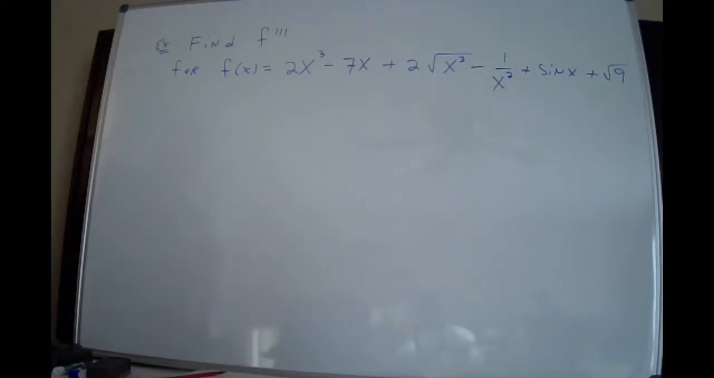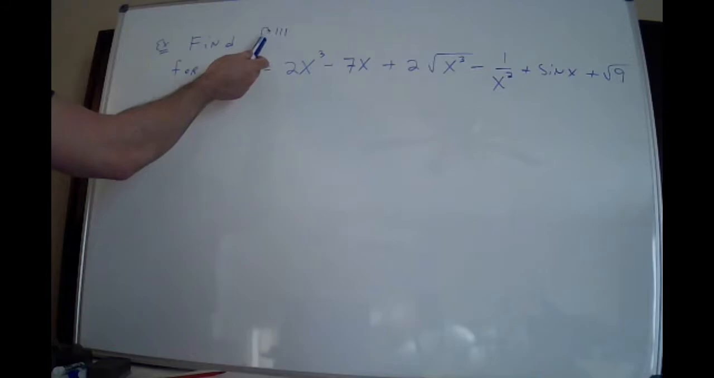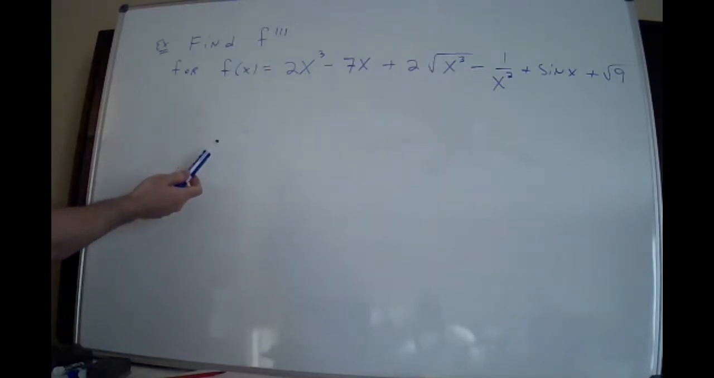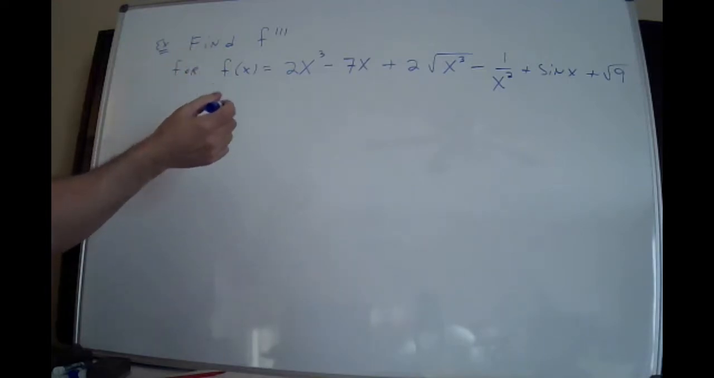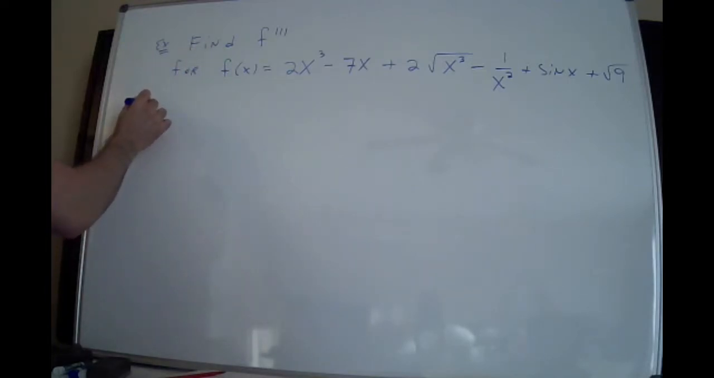All right, so I need to find f triple prime. This is the third derivative, and I hope it's obvious that if I'm asking for the third derivative, I have to do the first and the second derivative. So you're just going to do the derivative 3 times. It's really simple. However, you have to rewrite the thing before you can even take the derivative, and this is where people have an issue.